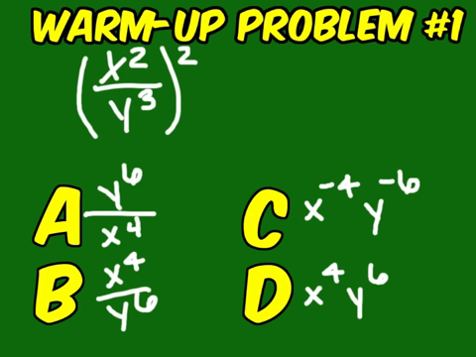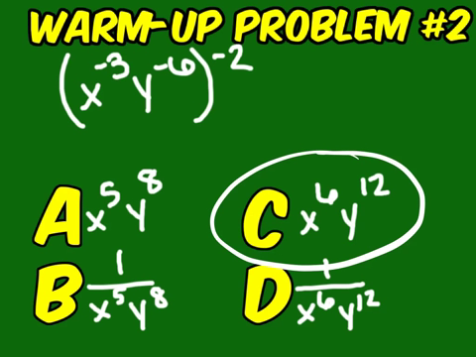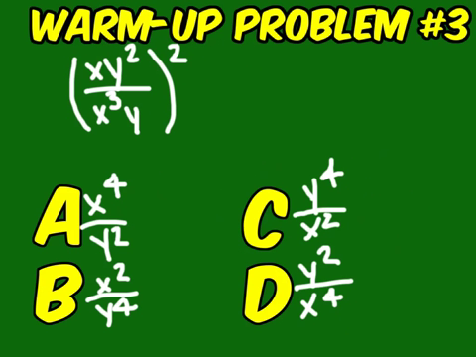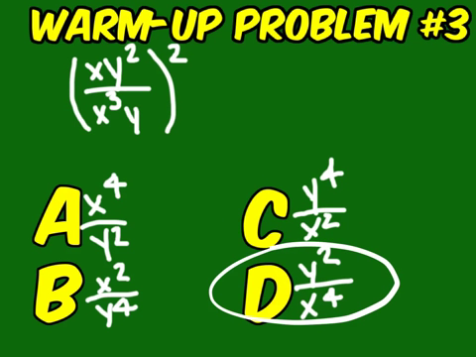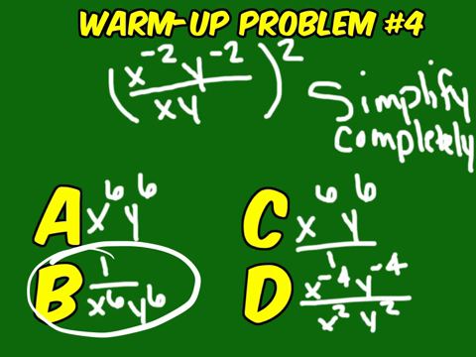Problem number 1. The answer for the first problem should be B. Problem number 2. The answer for this one should be C. Don't forget that when you multiply a negative by a negative, you get a positive. Number 3. The answer should be D. Last one, number 4. Answer should be B.